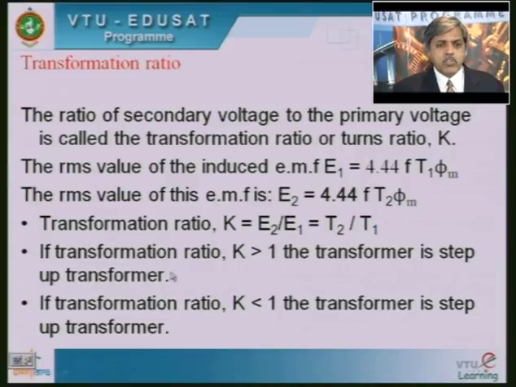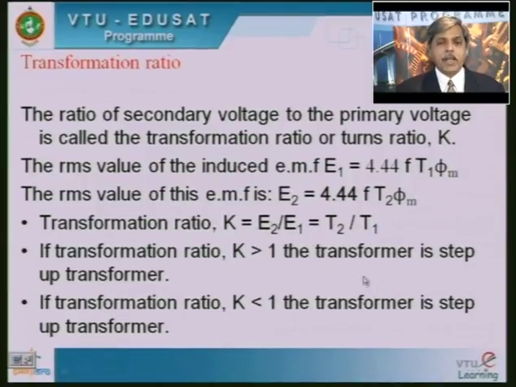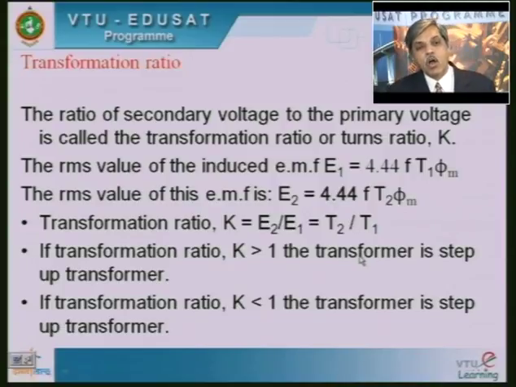Now, if the transformation ratio K is greater than 1, you can see that E2 will be larger than E1. Therefore, I call the transformer a step up transformer. Generally, the step up transformer is used at the generating station for stepping up the voltage generated from 11 kV to a transmission level of 33, 66, 110, whatever levels we use for transmission.